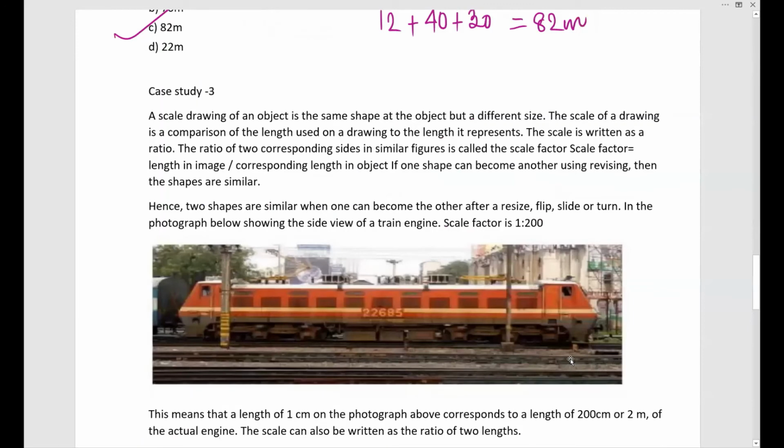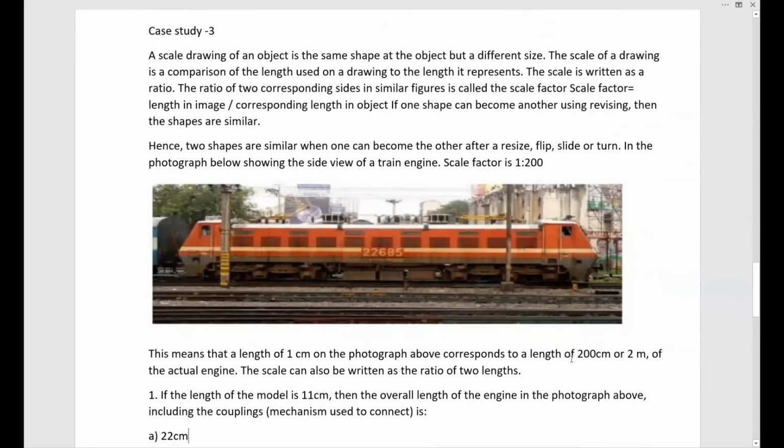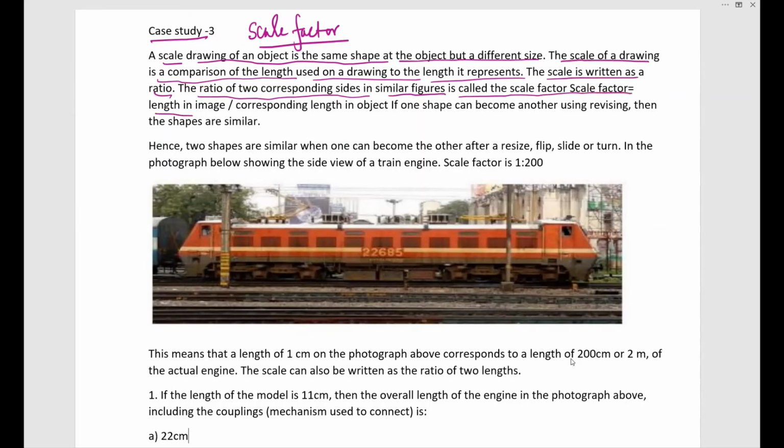Third, scale factor. This is a study based on scale factor. What is scale factor? A scale drawing of an object is the same shape as the object but a different size. The scale of a drawing is a comparison of a length used for the drawing to the length it represents. The scale is written as a ratio. The ratio of two corresponding sides in similar figures is called the scale factor. Scale factor is the length of the image corresponding to the length of the object.